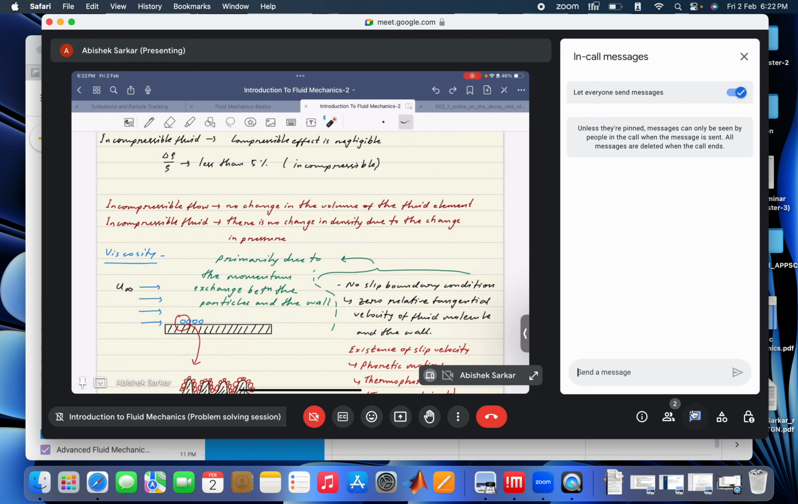Okay, sorry for the delay. In the case of incompressible flow, there is no change in the volume of the fluid element. But in the case of incompressible fluid, there is no change in the density due to the change in pressure. Sometimes students, not only students, even teachers might get confused by these two terms, incompressible flow and incompressible fluid. They may sound very similar, and they are actually very similar, but there is a thin silver lining between these two definitions.